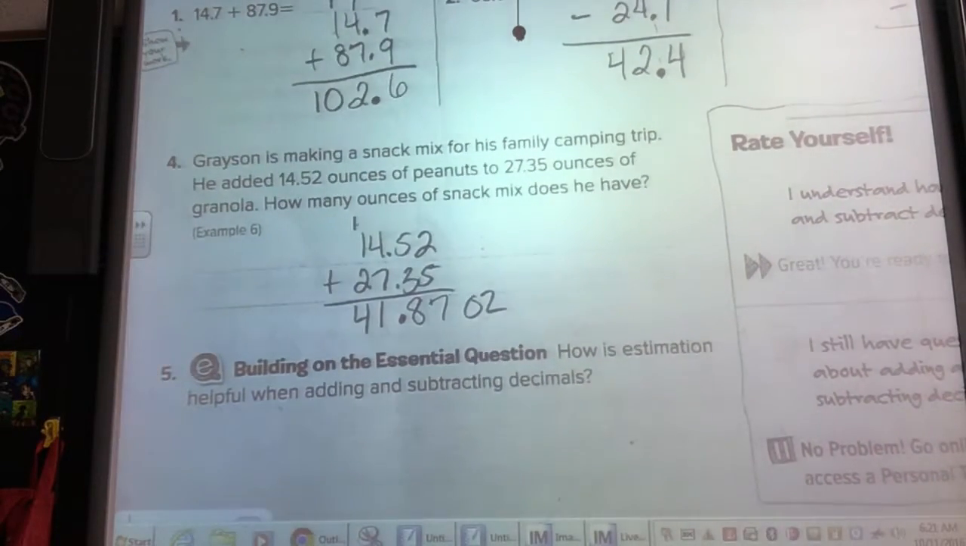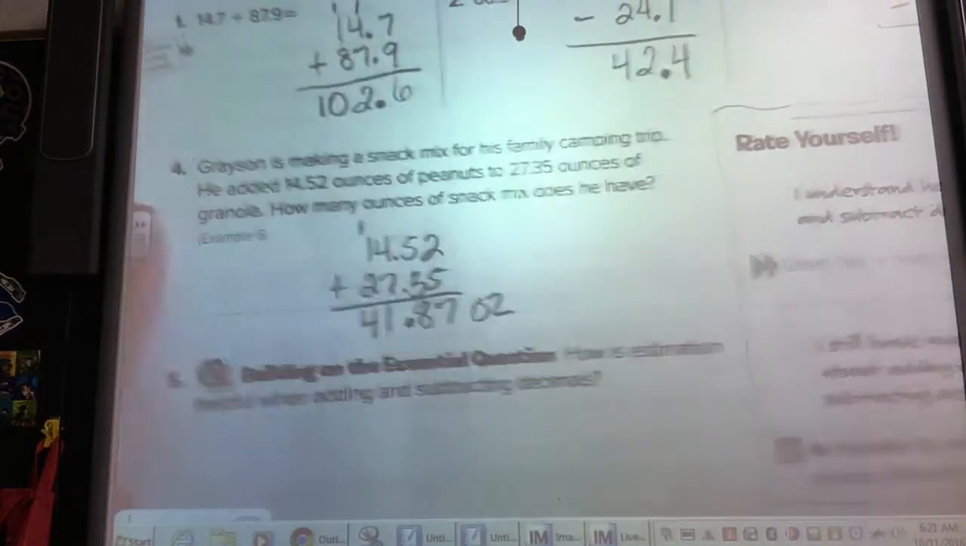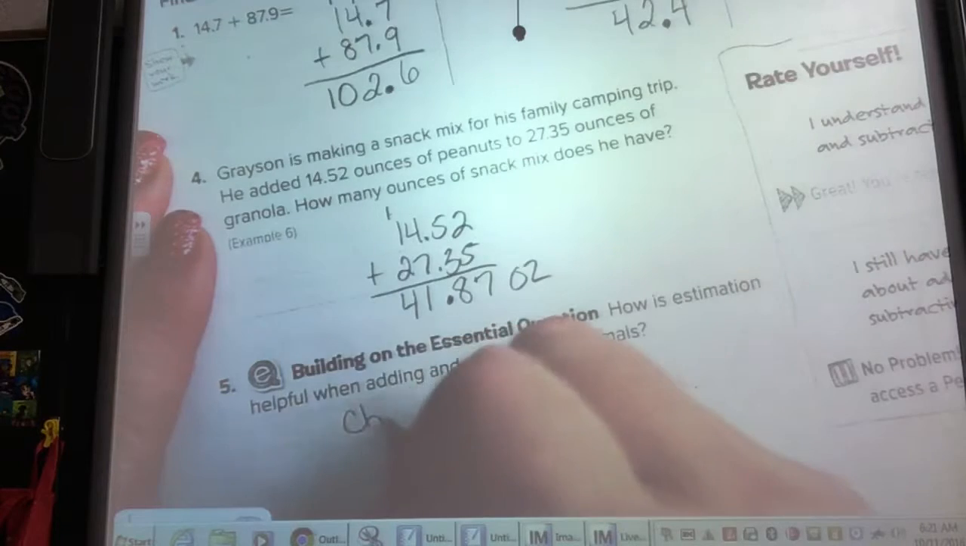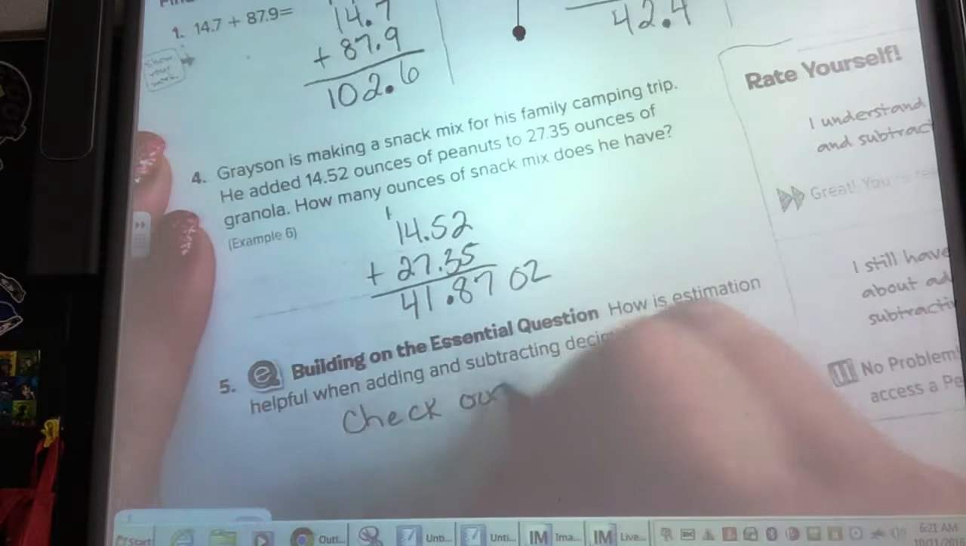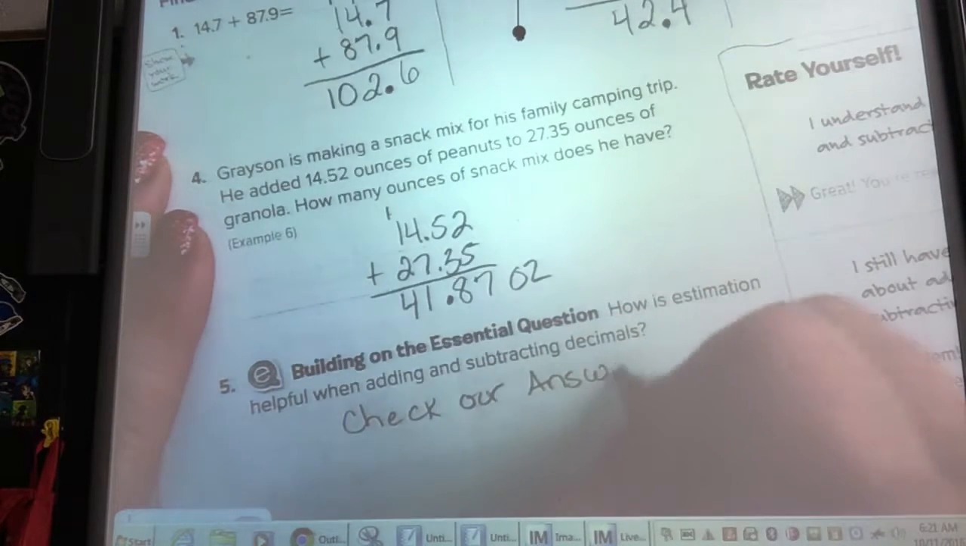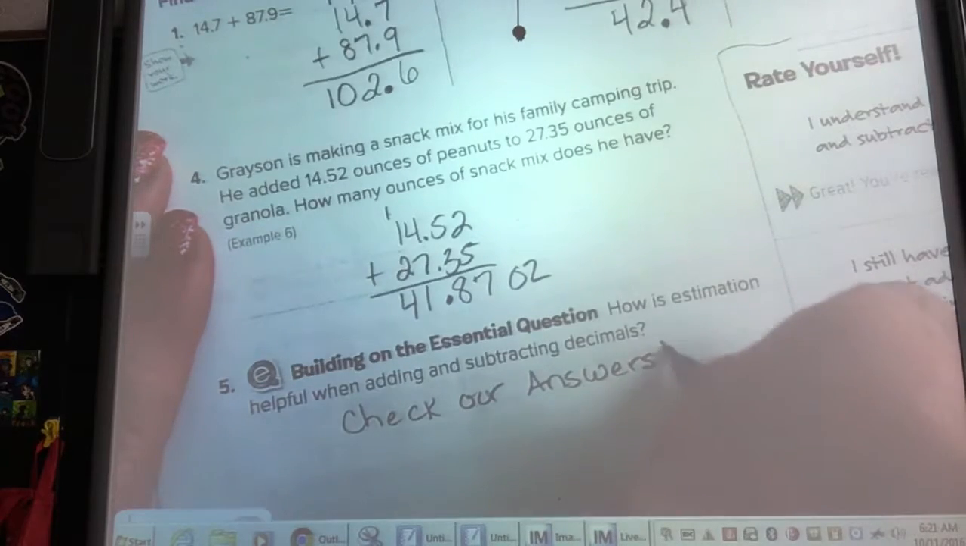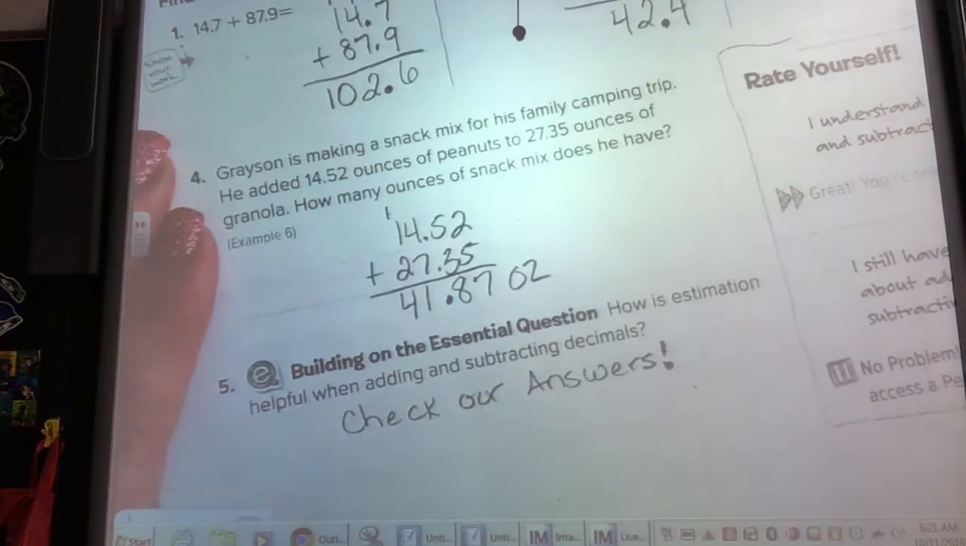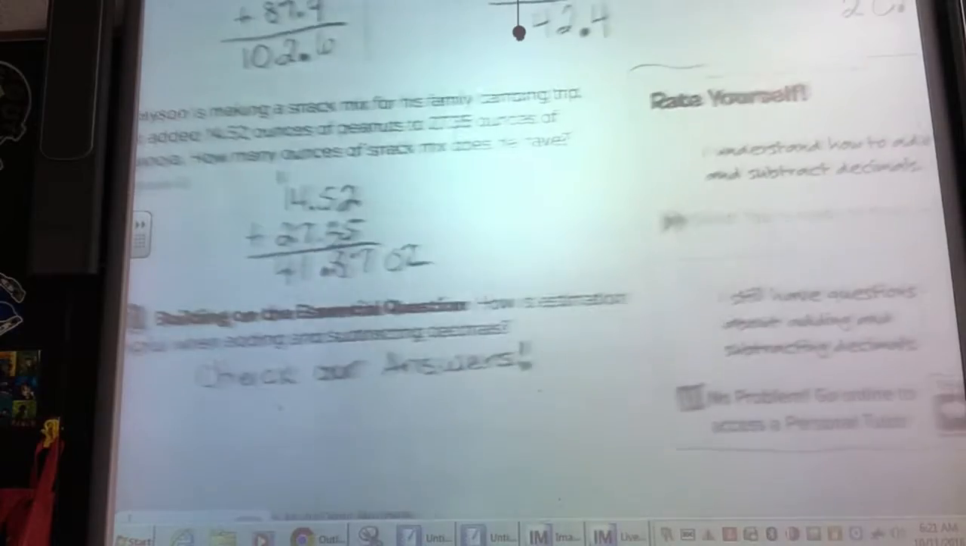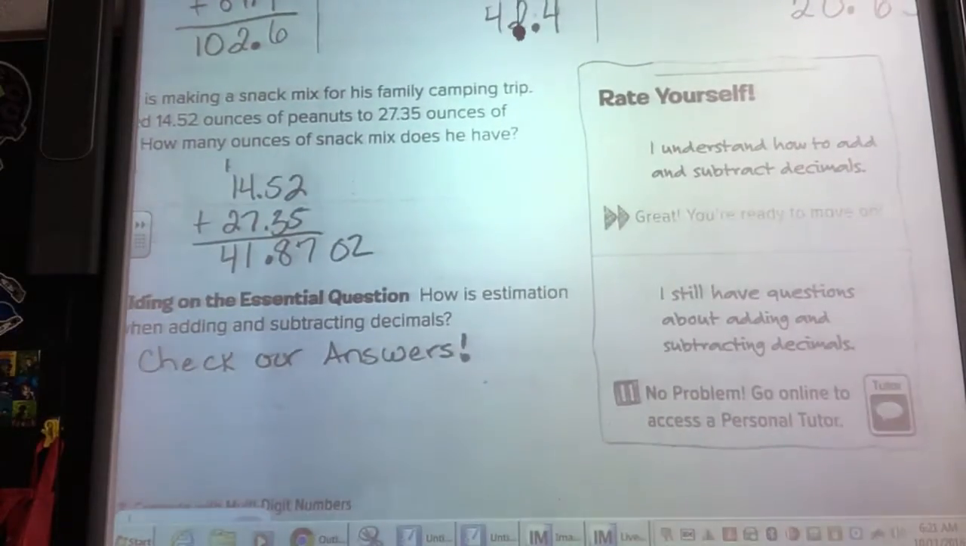All right, how is estimation helpful when adding and subtracting? It helps us to check our answers. If we estimate, it helps us to check our answers and know that we have to be pretty close.